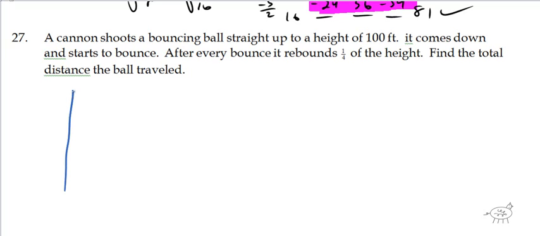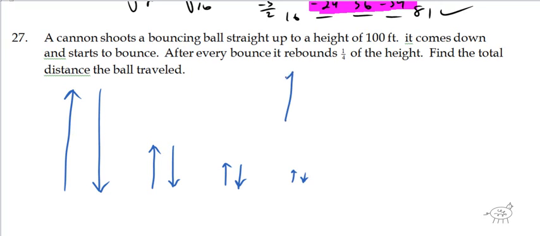So here it is. It goes up. You shoot up 100. Doesn't it come down the exact same amount, 100? And then it bounces a quarter of the height. So it goes up 25, down that, up, down, up, down. So what's going on is the one we had before that, you had actually one down, right? So one down, dropping it from the hill, and then up, down like that. And then up, down like that.